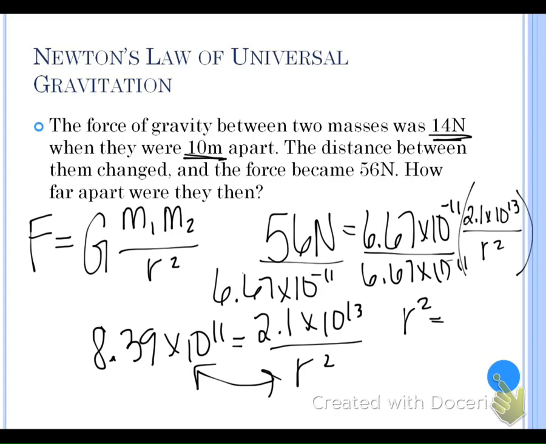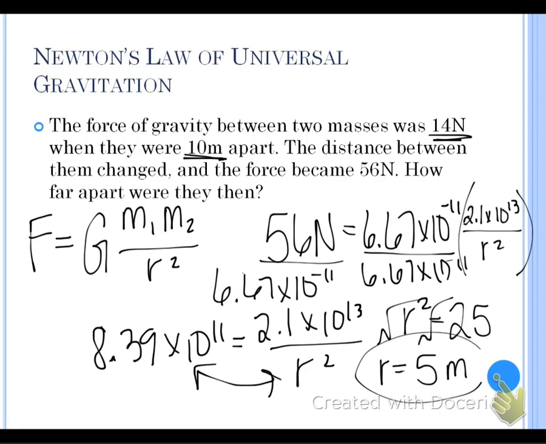I got 27.4. I got 25. I know, me too. Okay, so our r squared value equals 25. We take the square root of both sides. Radius equals 5 meters.